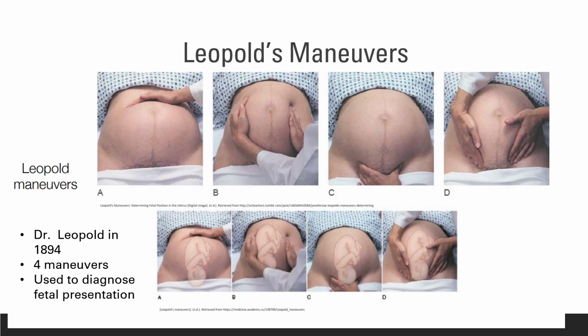I love this picture above, as you can see from the external view, but in the bottom segment of the pictures, you can see the structure of the fetus. That way you know where the presentation is and where to put that transducer.